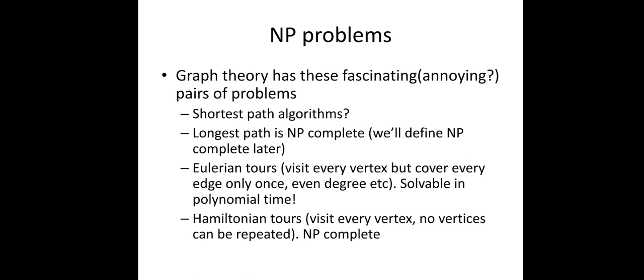Then we have Hamiltonian tours, where we visit every vertex and no vertex can be repeated. In Eulerian tours, we visit every vertex but cover every edge only once. Okay, that requires even degree. Right, so it is solvable in polynomial time, whereas Hamiltonian tour is NP complete.